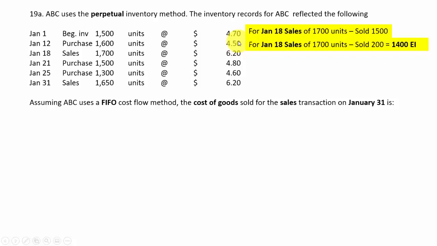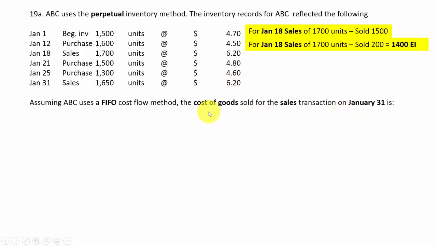Now, you buy more units. You buy 1,500 units at $480. You buy another batch of 1,300 units at $460, and then you sell 1,650 units at $620.